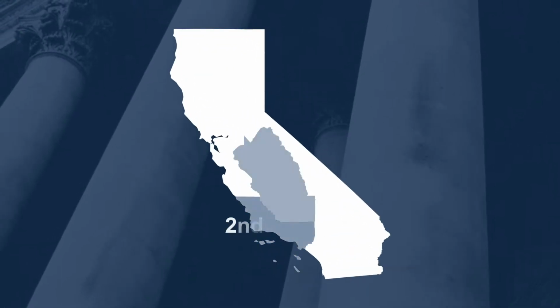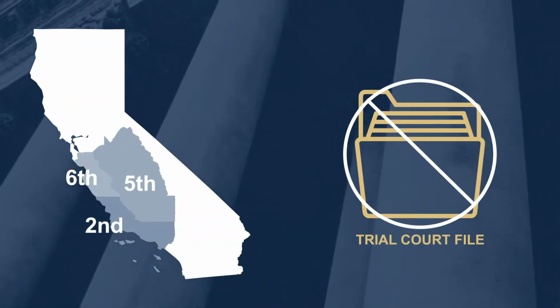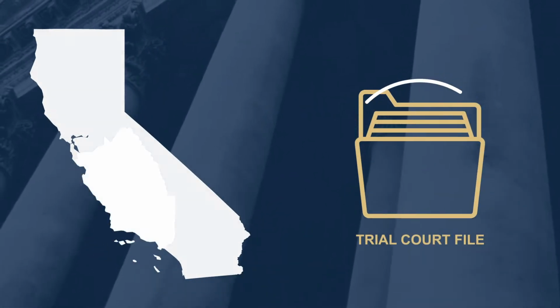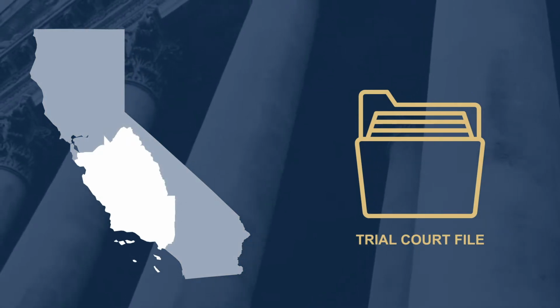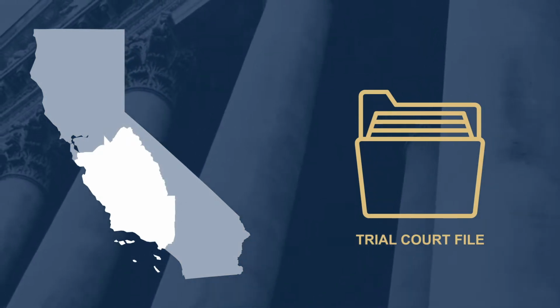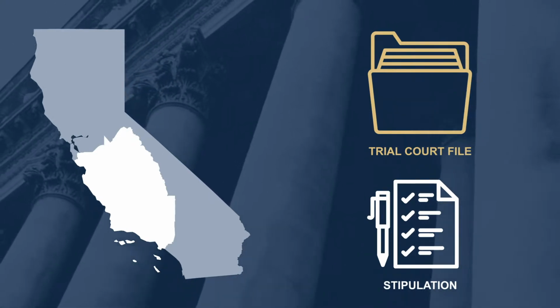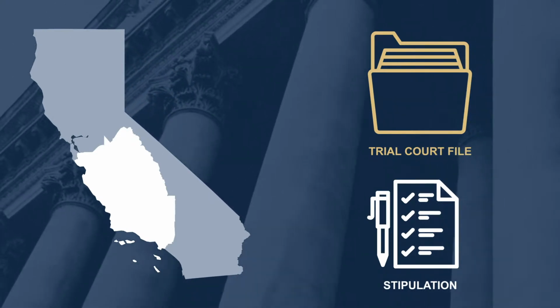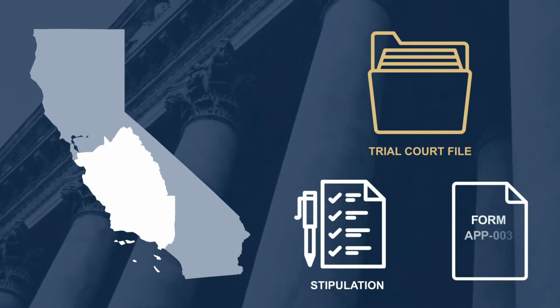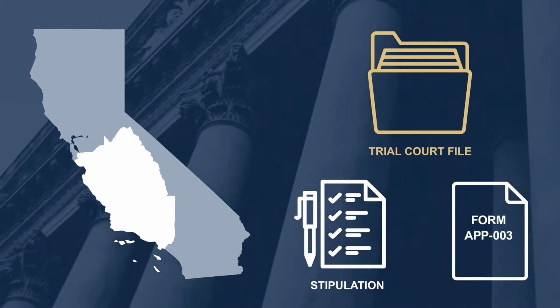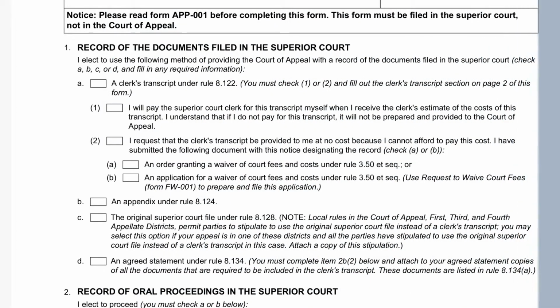Note that the 2nd, 5th, and 6th District Court of Appeals do not allow you to use the whole trial court file. And in all other districts, if you want to use the whole trial court file, you must have what's called a stipulation, which is a written agreement signed by all parties to the case. You must file the stipulation in the trial court with Form APP-003.